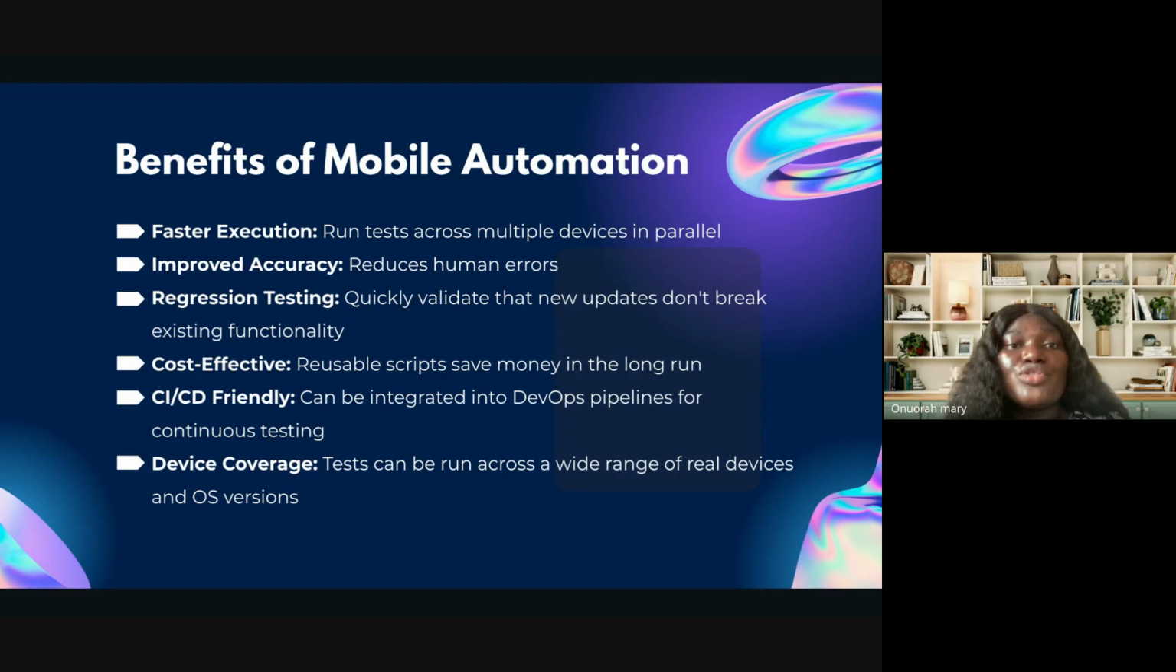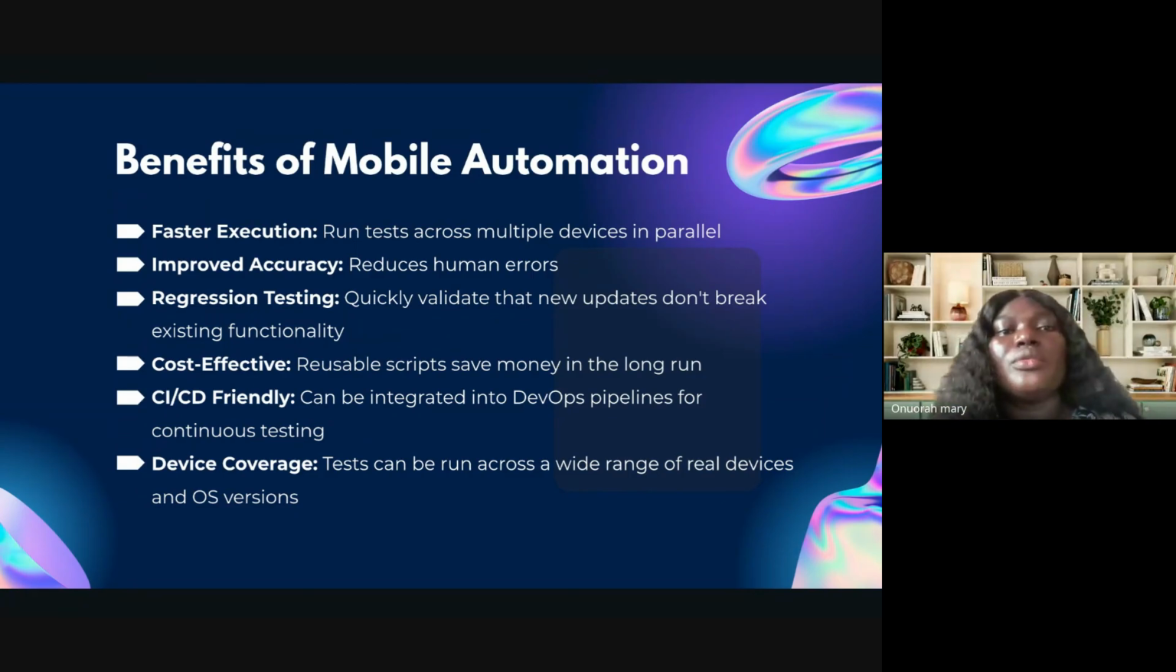With mobile automation, you can run tests across multiple devices, like I said before, in parallel. What do I mean by in parallel? It means you can run one test on multiple devices at once. They will all be running on the different devices at the same time. They don't need to wait for the test to finish running on device A before it runs on device B or on device C. It just runs in parallel.